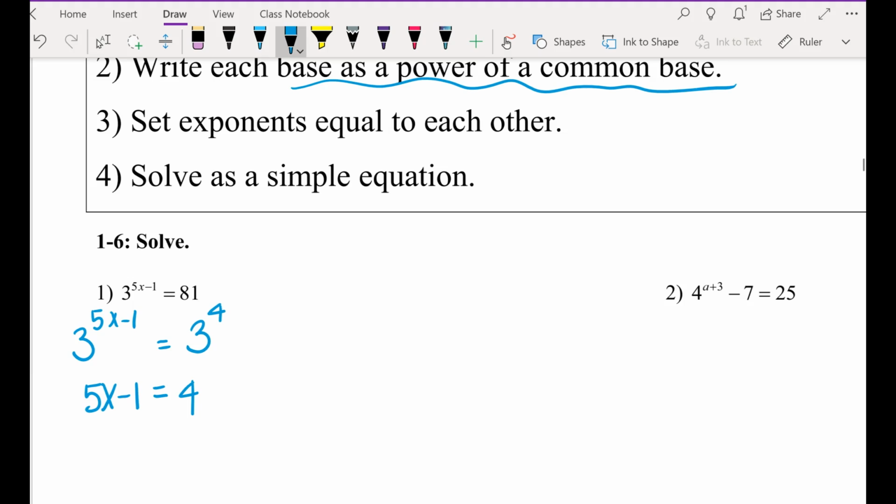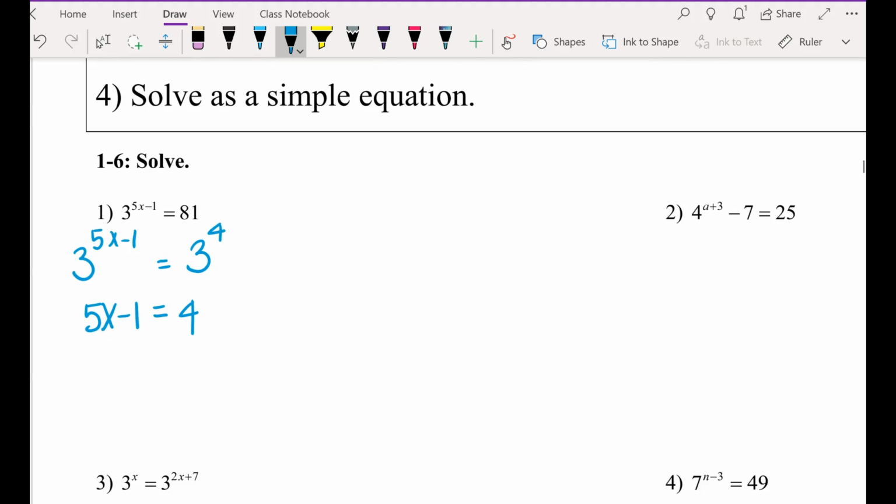So how do we solve for x from here? You add 1 to both sides. Good. So now 5x equals 5. What do you divide both sides by? 5. So x must come out to be 1. So when x is 1, this will be a true statement.